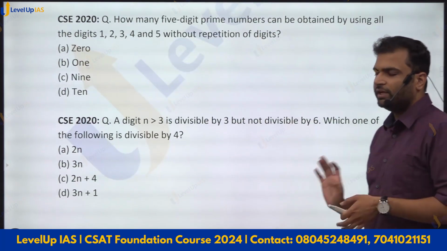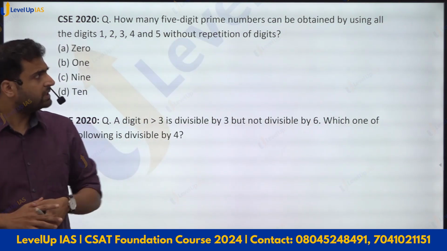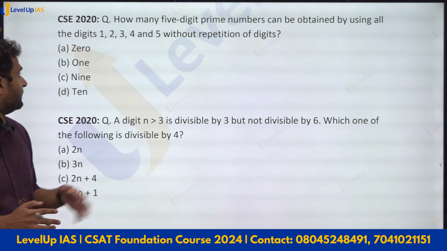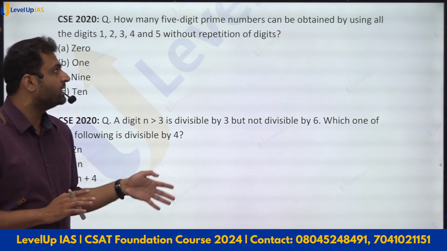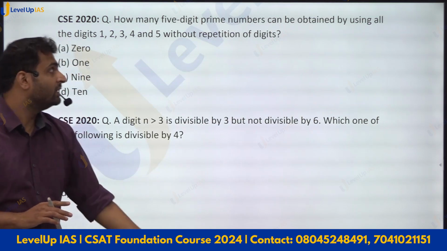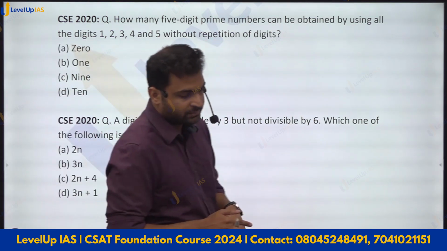Now this is a very interesting simple question. That is one of the favorites. I think it has been asked once earlier as well. But all you need to know is the divisibility test of 3. Question is, how many 5-digit prime numbers can be obtained by using all these digits without repetition of digits?